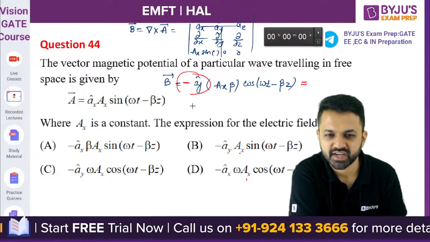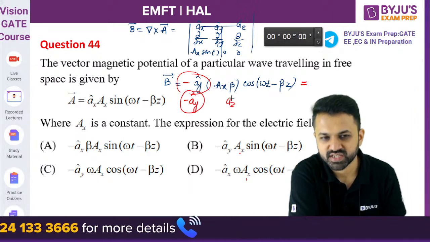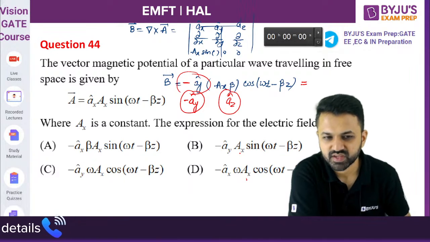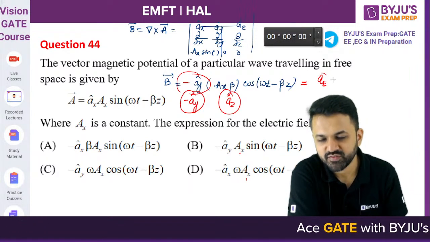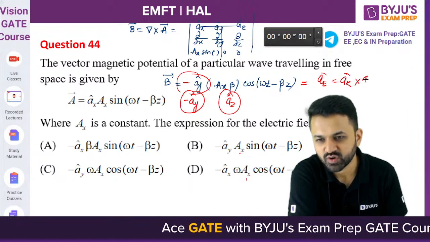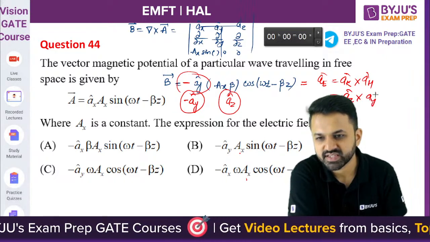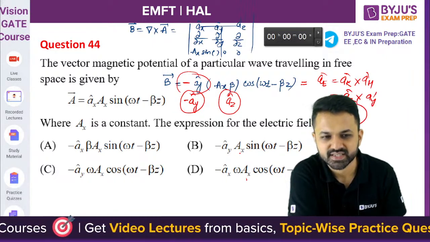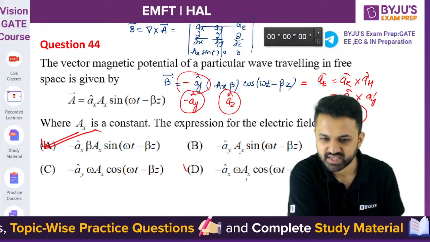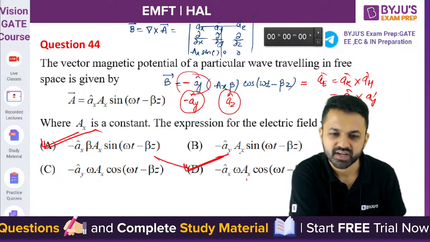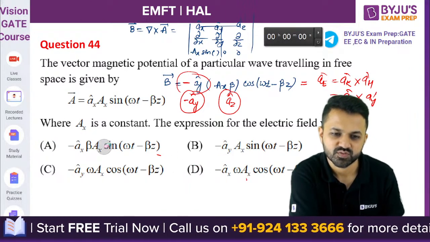The direction of the magnetic field is Y minus, and the direction of propagation is Z positive. If you want to calculate the direction of the electric field, take the direction of propagation cross product with the direction of the magnetic field. The direction of propagation is Z, and this is minus a y, so you are going to get minus a x. That means you are going to get this answer or this answer, so either A or D will be correct. Which one will be correct? Now you have to think of these two.